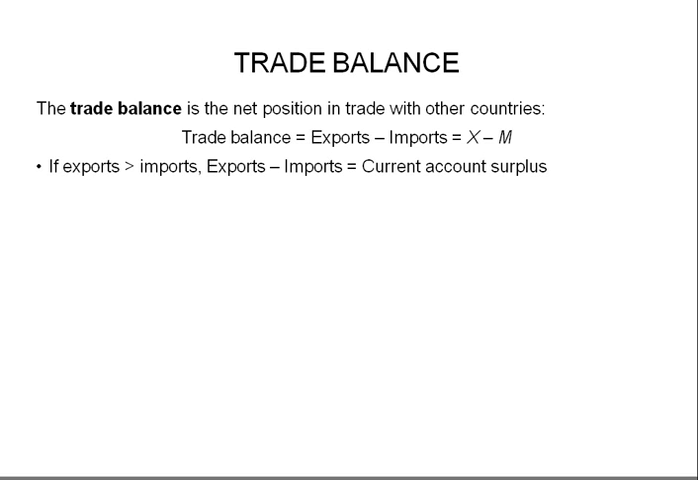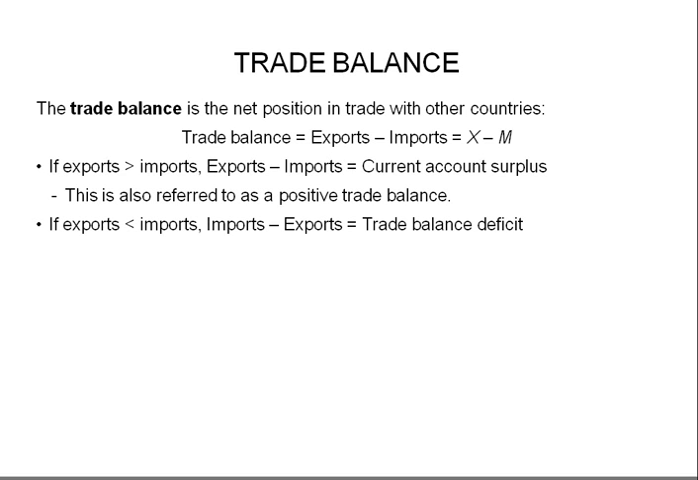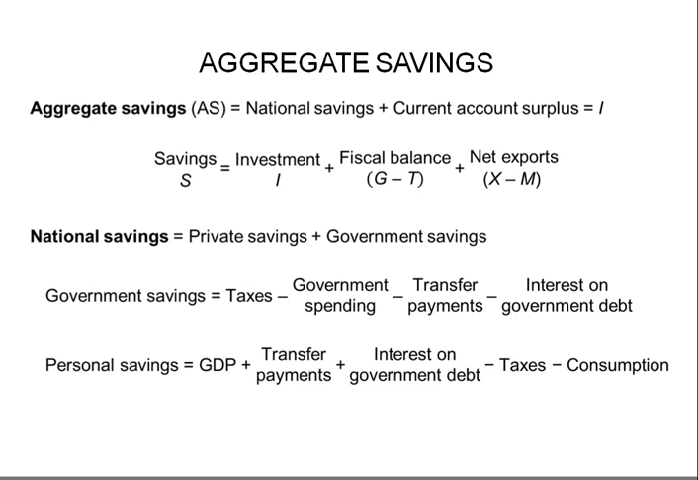If exports are greater than imports, then exports minus imports is the current account, and we have a current account surplus, which is also referred to as a positive trade balance. If exports are less than imports, then exports minus imports is negative, and we have a trade balance deficit.